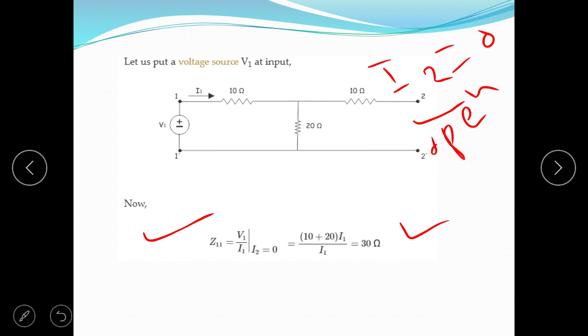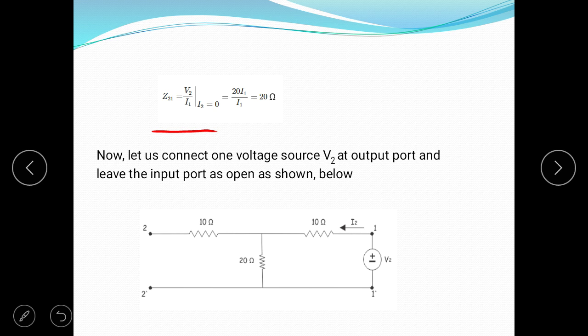So when terminal 2 is open, then V2 is the voltage across 20 ohm. So V2 is equal to 20 into I1. Okay, so the ratio of V2 upon I1 is equal to 20 ohm. This is the transfer impedance from port 1 to 2.